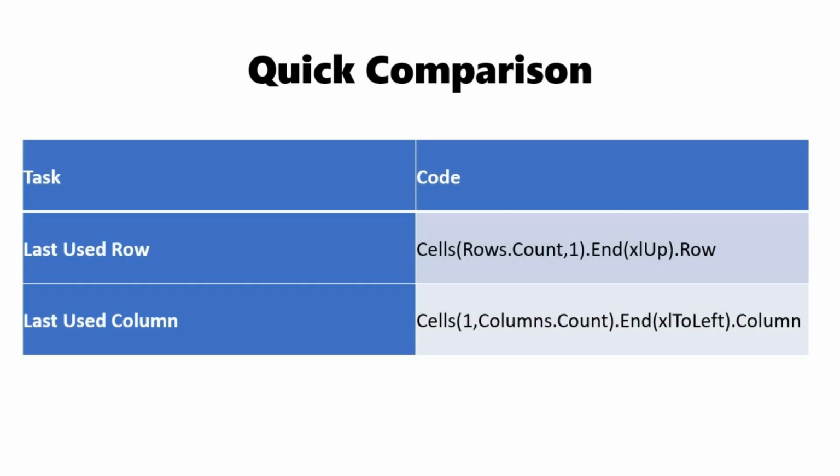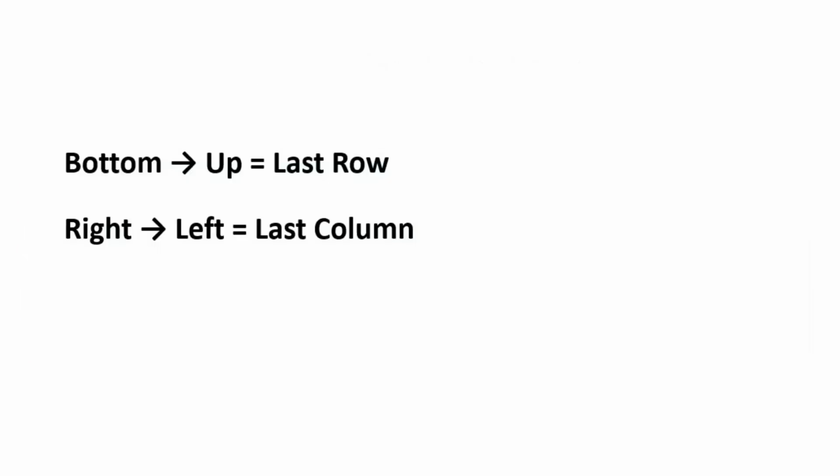Let's look at this quick comparison table. Last row, the code is Cells(Rows.Count, 1).End(xlUp).Row. Last column, the code is Cells(1, Columns.Count).End(xlToLeft).Column. Remember this: bottom up is equal to last row, right to left is equal to last column. Once you understand this concept, you rarely need to hard code row or column numbers again.